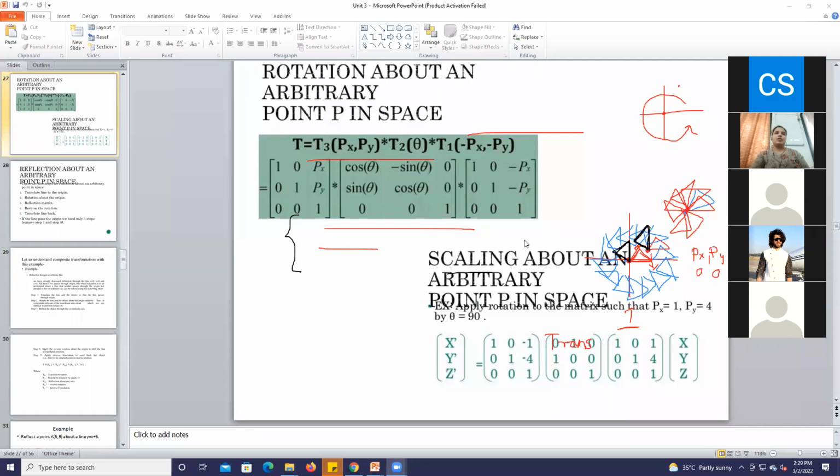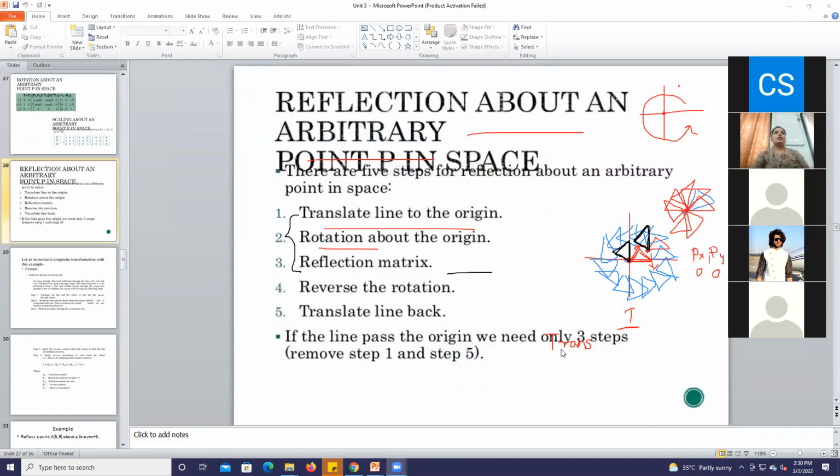And scaling about arbitrary point in space. So scaling is just the same as transformation. If you want to do scaling, you can directly do the scaling. For scaling there is no question of with respect to origin. So you can carry out the scaling as it is. Getting it?